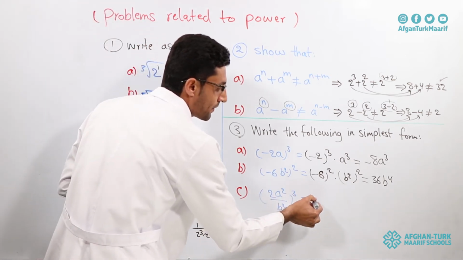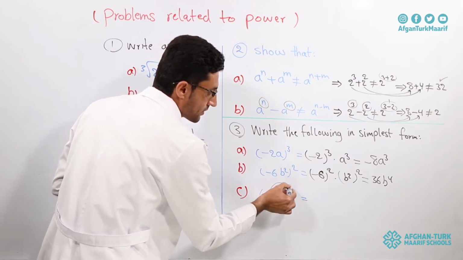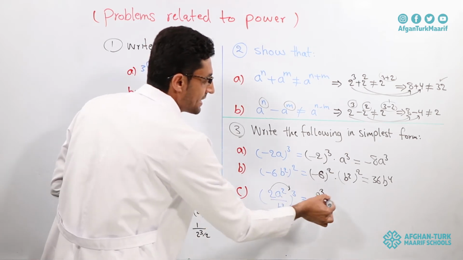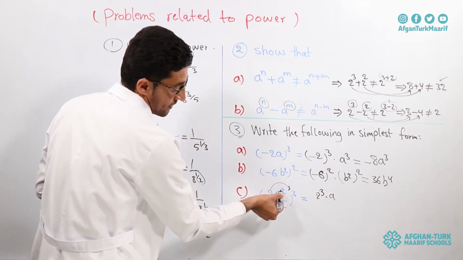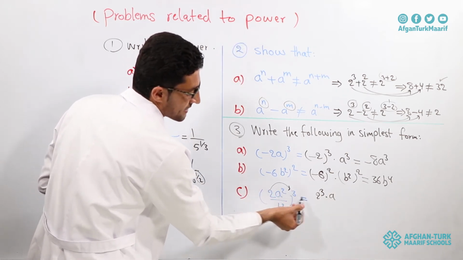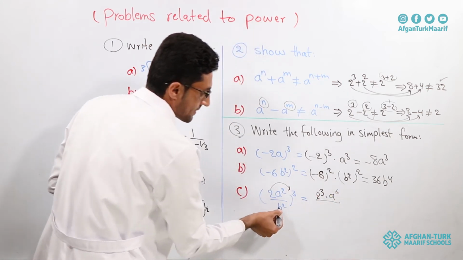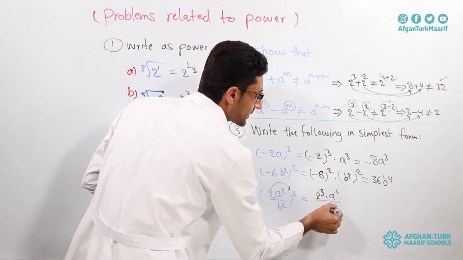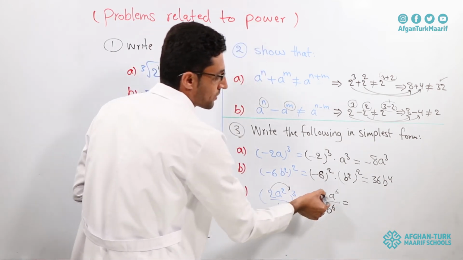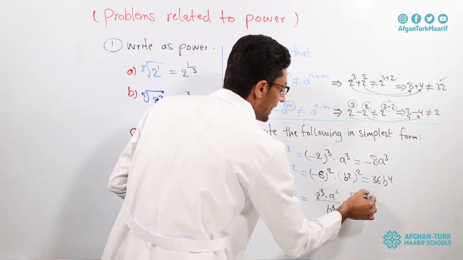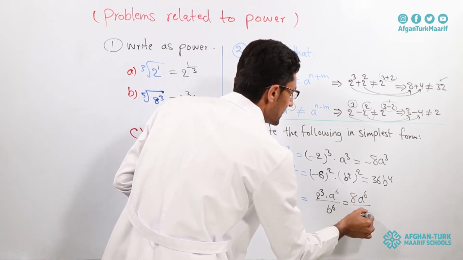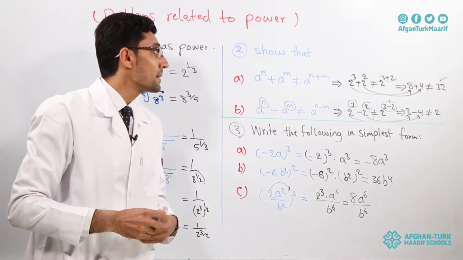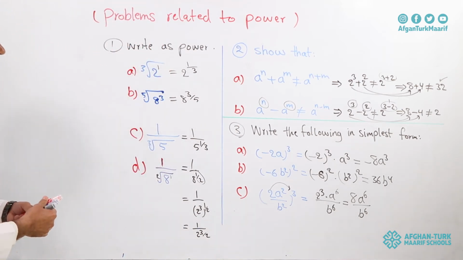Excellent. Now we have a division or fraction, and then we can simplify. 2 is to the power of 3, and a is to the power of 3. Okay, remember this: 2 multiplied by 3 is 6. But b to the power of 2, 2 multiplied by 3 is 6. Okay, you can write 2 to the power of 3 as 8, a to the power of 6, and b to the power of 6. And these are some problems related to power.